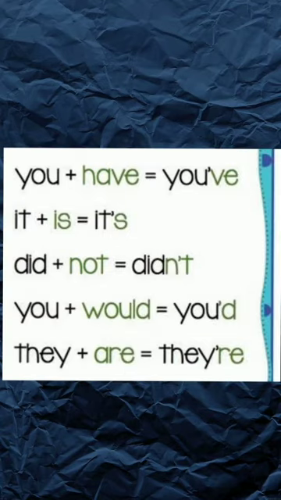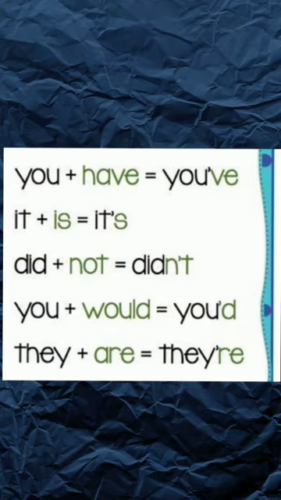You plus have equals you've. It plus is becomes it's. Did plus not becomes didn't. You plus would becomes you'd. They plus are equals they're.